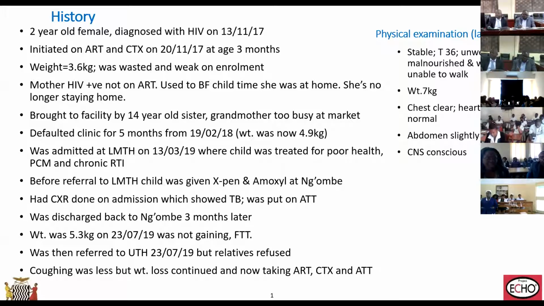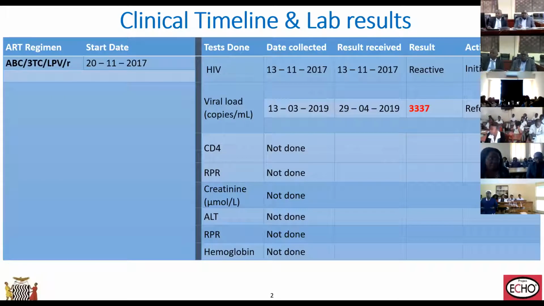The clinical timeline and the laboratory is done. First, the child was on the ART regimen of ABC, 3TC, Lopinavir boosted with ritonavir, and it was started on the 20th of November 2017. The tests which were done were HIV PCR, which was done on the 13th of November 2017. The result was received the same day, and it was reactive, and ART was initiated.